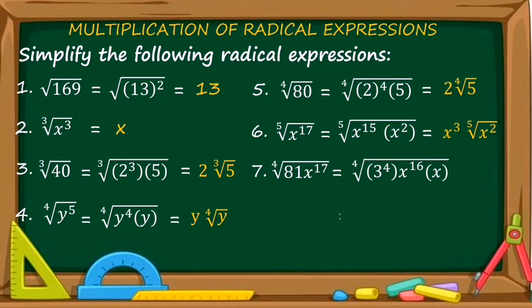So, to simplify it, the fourth root of 3 raised to 4 is equal to 3. Then, the fourth root of x raised to 16 is equal to x raised to 4 because 16 divided by 4, our exponent is 4. And then, the fourth root of x.